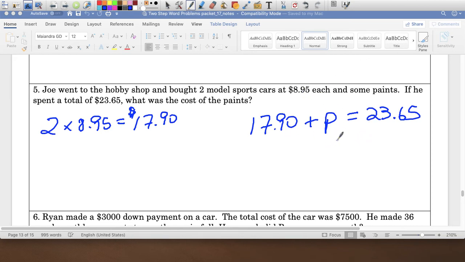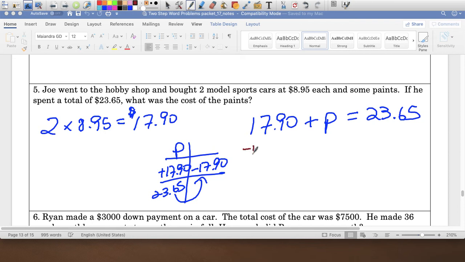So how much did you spend on paint? Well, that's easy, right? If your total was $23.65 and you subtract this, so again, even if you did your story, you have your variable p. What's happening to p? The only thing that's happening to p is plus 17.90 equals 23.65. Going backwards, you're going to subtract 17.90. So that's all you have to do.